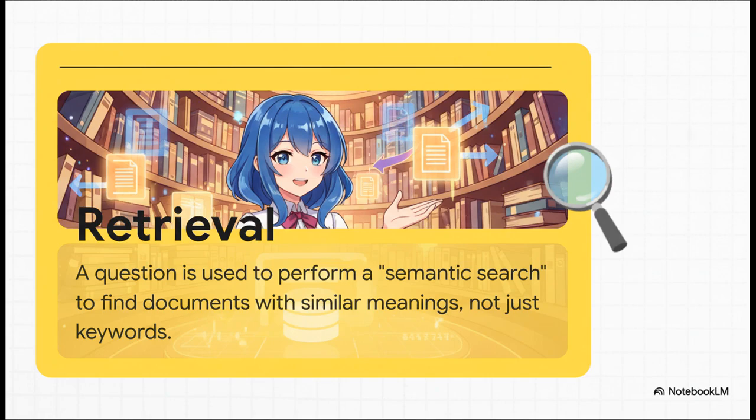Let's zoom in on that first step, retrieval. So when you ask a question, the first thing the system does is turn your question into one of those numerical embeddings we talked about. Then it performs what's called a semantic search, and this is the absolute key. It's not looking for keywords like a search engine from the 90s. It's looking for chunks of text from your documents that have a similar meaning, a similar vibe to what you're asking.